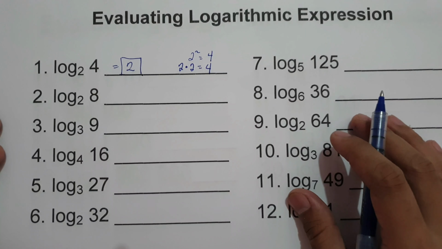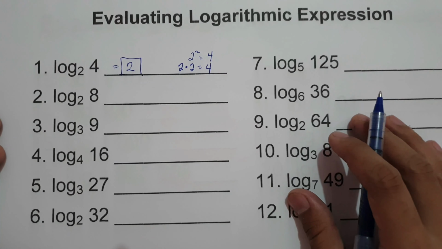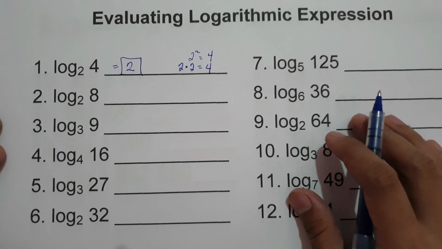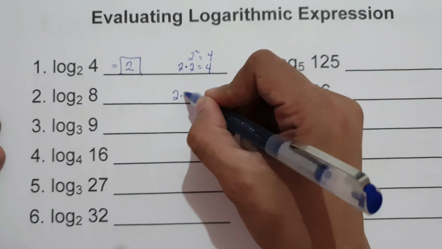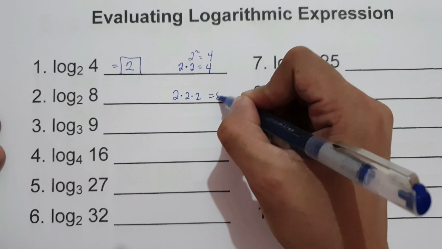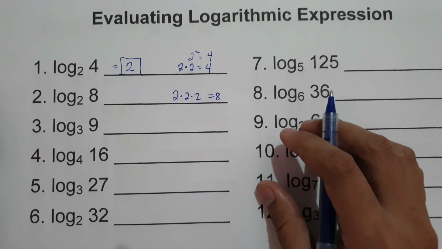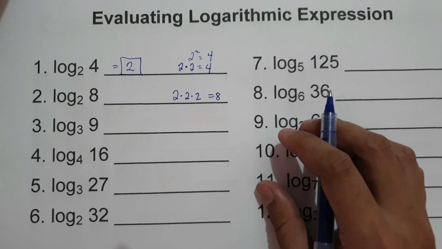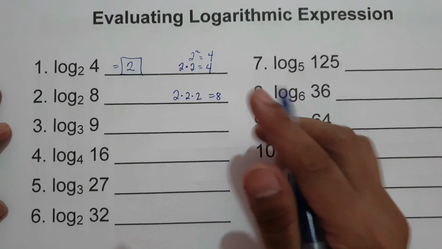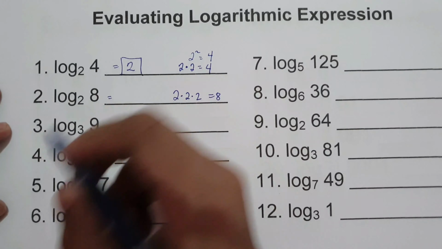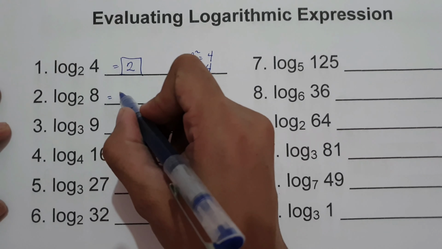What about log 8 to the base 2? 2 to what power is 8? So we have 2 times 2 times 2 is 8. So we have 3 2's to have 8. So log 8 to the base 2 is 3.